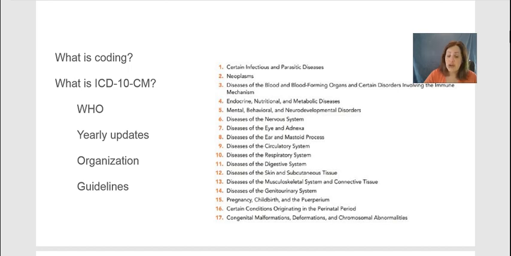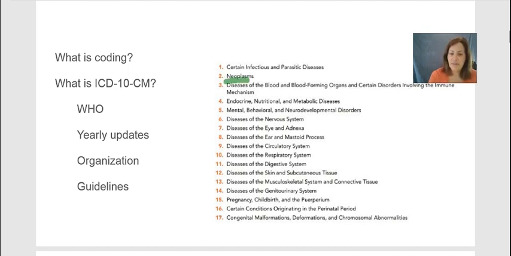The organization of the book. I have a picture here on the screen numbered 1 through 17. Most of the diseases in our ICD book are separated by body systems. So number 6 is diseases of the nervous system, then diseases of the eye, and then the ear, et cetera, et cetera. That would be chapters that are organized by body system.